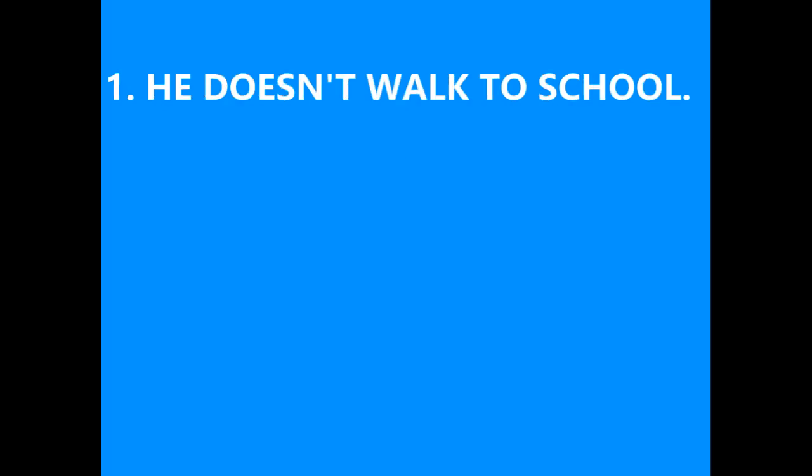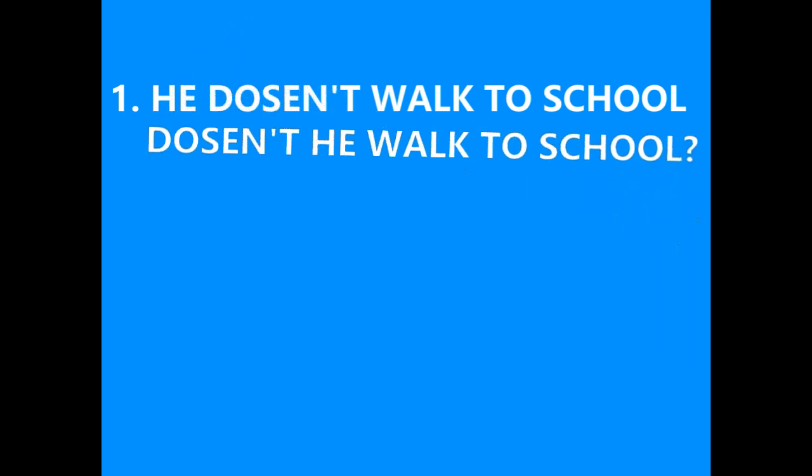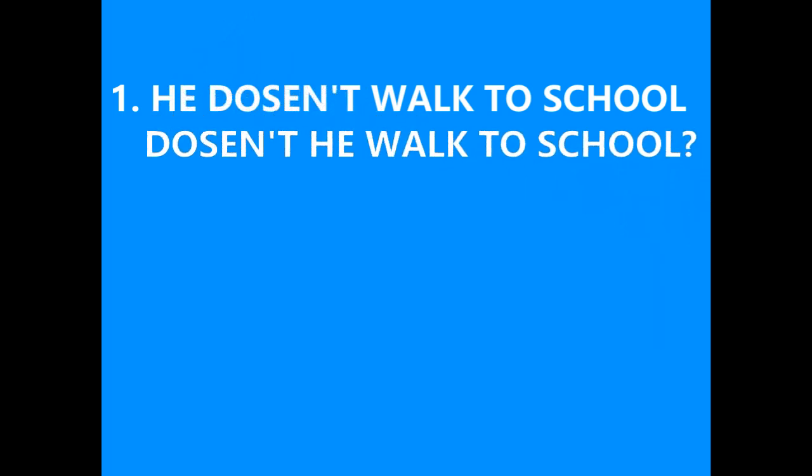See the negative. He doesn't walk to school. Now we are going to form a question. Doesn't he walk to school? You have to put doesn't in the beginning, then the subject. Doesn't he walk to school? So you can practice with your own examples.